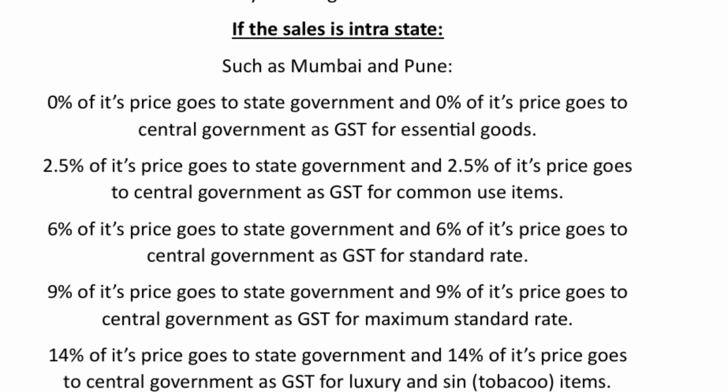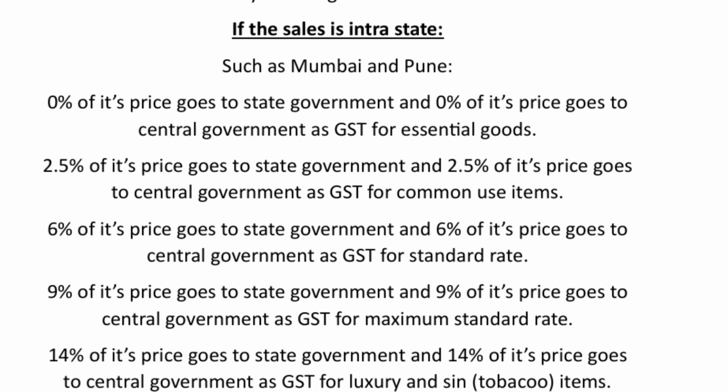6% of its price goes to the state government and 6% of its price goes to the central government as GST for the standard rate. 9% of its price goes to the state government and 9% of its price goes to the central government as GST for the maximum standard rate.